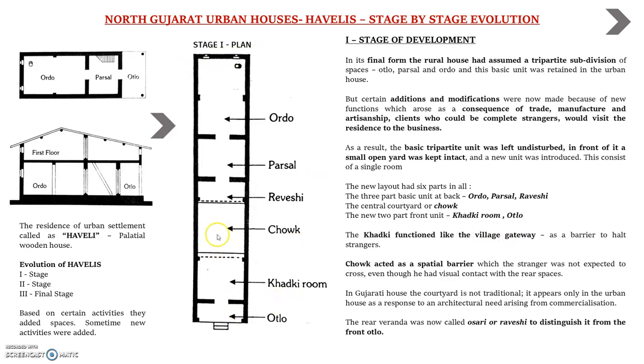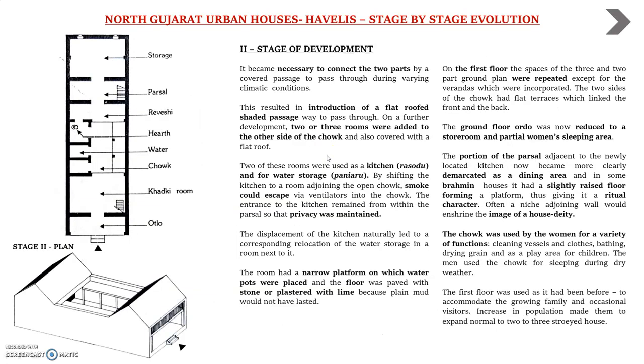So this is the stage one plan, and from this the next stage has been developed. What happened here is that now there is an introduction of two staircases. One will be in the parcel area and one will be in the Katki area. So once a visitor comes into the house, they started developing a first floor area on the rear and in the front.